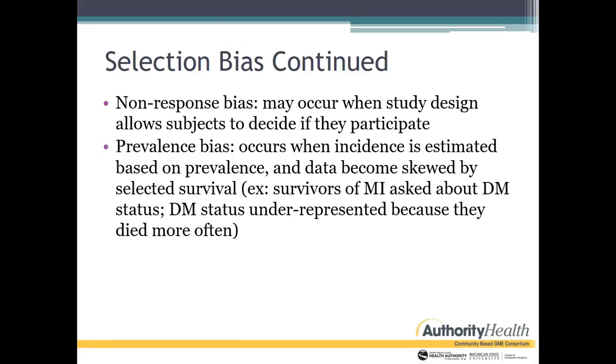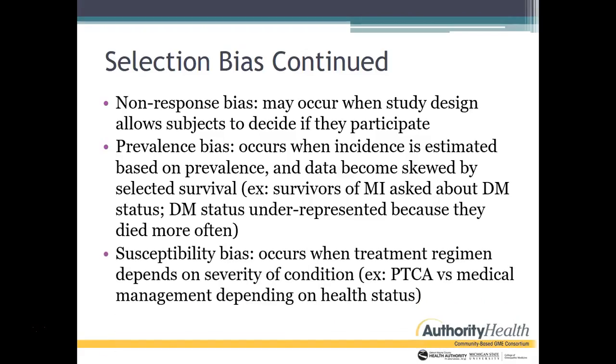Prevalence bias occurs when the incidence is estimated based off prevalence and data becomes skewed by selected survival. So one example of this would be asking survivors of an MI about their diabetes status. The diabetes status may be underrepresented in that population because the patients that had MIs with severe diabetes died more often.